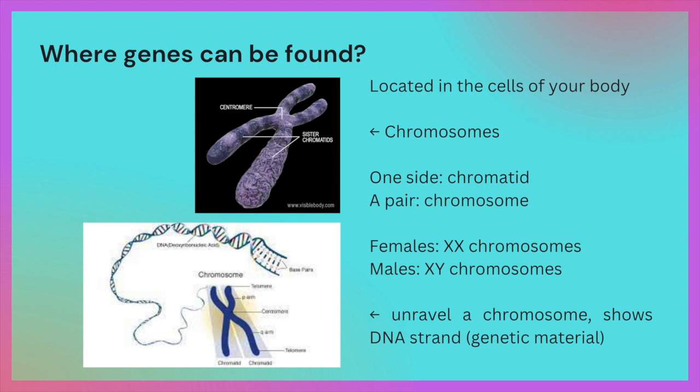Genes can be found in the cells of your body, especially in chromosomes. A chromosome is made up of two chromatids, which is one stick and another stick. When they pair with each other, we call it a chromosome. The center of the pair we call the centromere. So it looks like an X, and it's more likely to be drawn as an X, but with wings.